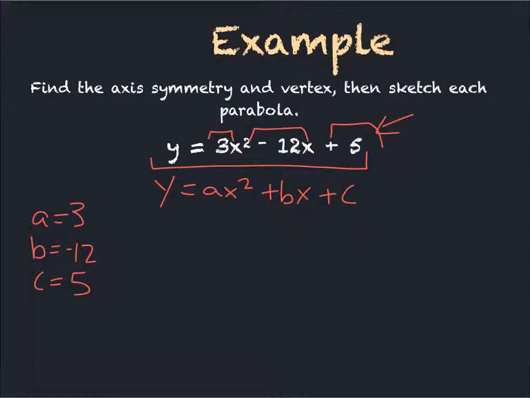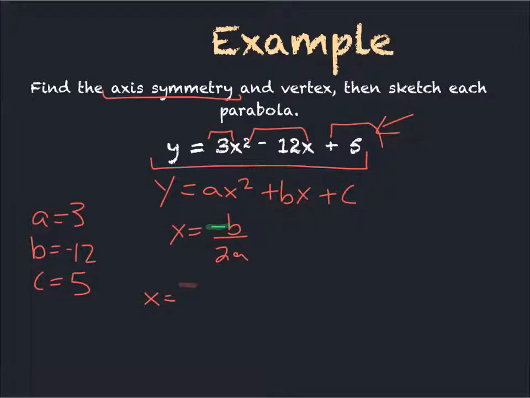Now, they're asking for the axis of symmetry. So you need the axis of symmetry formula, which is x equals negative b over 2a. That's the axis of symmetry formula. So all you need to do is plug things in. Well, b is negative 12. So x is going to equal, we have a negative out here, and let me highlight this, because that negative is not part of the negative 12. It's in addition to the negative 12.